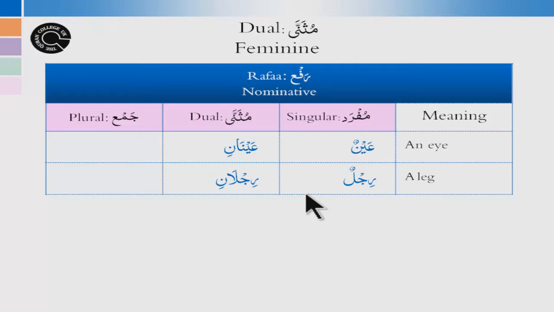Now what you have seen so far is that when you convert something from a single thing to a dual case, in a rafa case, then you have to add ani at the end, and there would be fatha just before it. So that we have covered the dual case, we will be taking hadith.